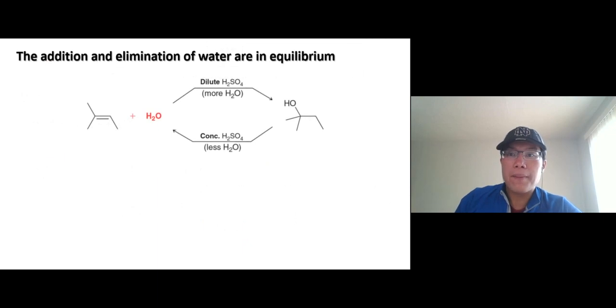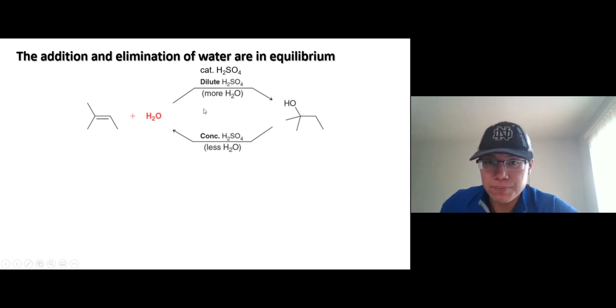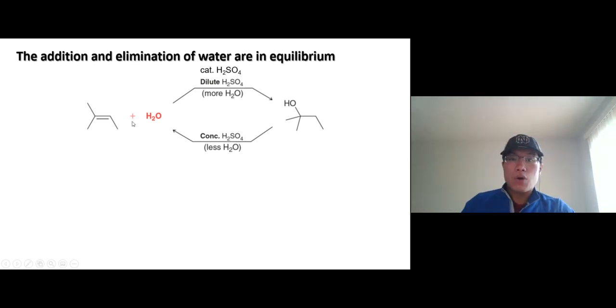All right, the application, or how we do this. So the addition and elimination of water. This addition, we just saw earlier, to make an alcohol. So we use dilute sulfuric acid or a catalytic amount, just a little amount of sulfuric acid, all right? My point is, the first one is addition of water. Going backward, we remove water, or elimination from the alkene. The addition process and elimination process are in equilibrium. Okay, they are in equilibrium.